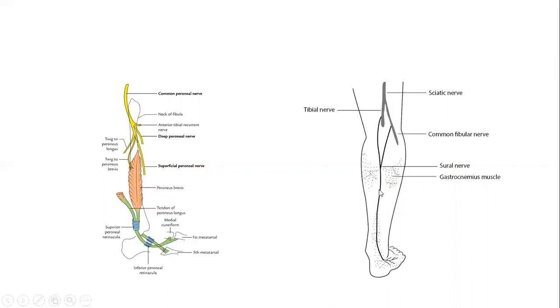During its course towards the lower half of the posterior aspect of the leg, it is joined by a communicating branch that is given off by the common peroneal nerve, also called common fibular nerve.